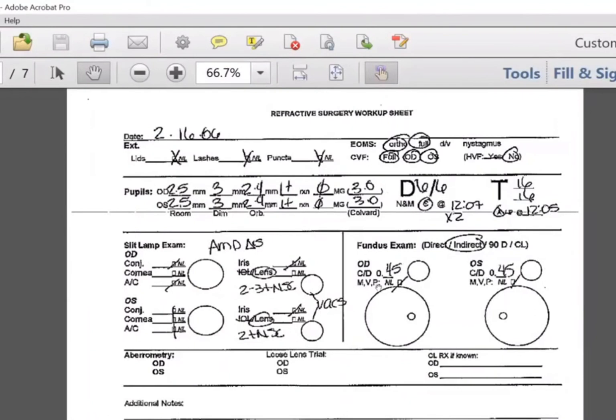It may not look exactly the same as the charts that you happen to see, right? But basically, this shows you whether it's an indirect or direct ophthalmoscope that's been used. And then it shows you the status of the back of the eye. So evaluation of the macula, the vitreous, P, I'm not so sure what that is, but it shows that it's within normal limits. So the back of the eye basically is healthy.